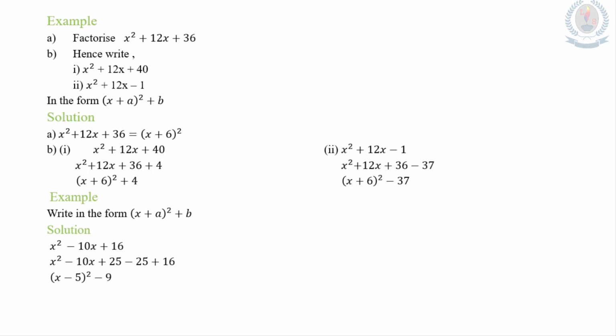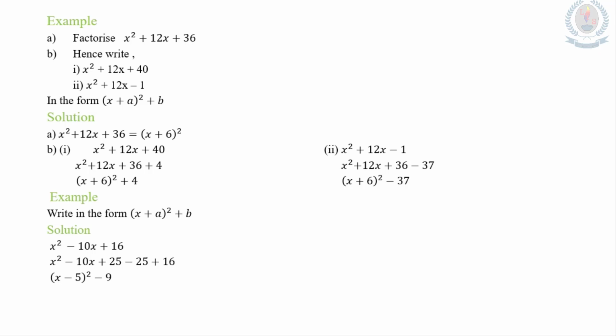Now check the second one also, same method you have to follow. x squared plus 12x minus 1. Here minus 1 also you have to make by using that 36. x squared plus 12x plus 36 minus 37. Now minus 1 okay. Here also x squared plus 12x plus 36 you can write as x plus 6 squared minus 37. Here also that form is okay, x plus a squared plus b. Now check the next example. Write in the form x plus a squared plus b.